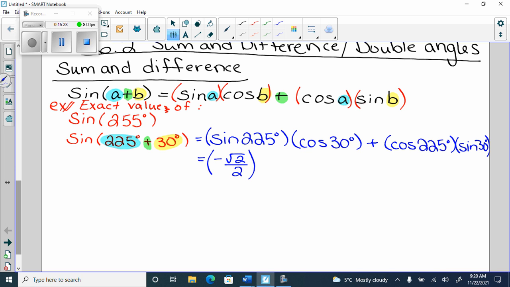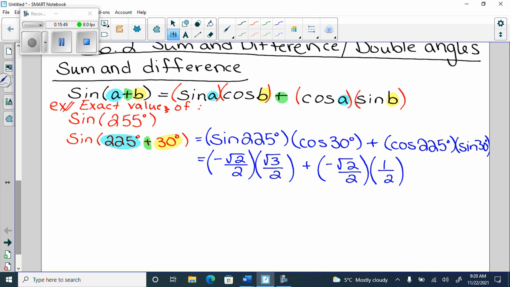What's cos of 30? It's just the x at 30. Cos 225. And then sine of 30. Now what's great about the sum and difference formulas is you should get common denominators after this point. If you don't, you messed up. Try again. Something is wrong.